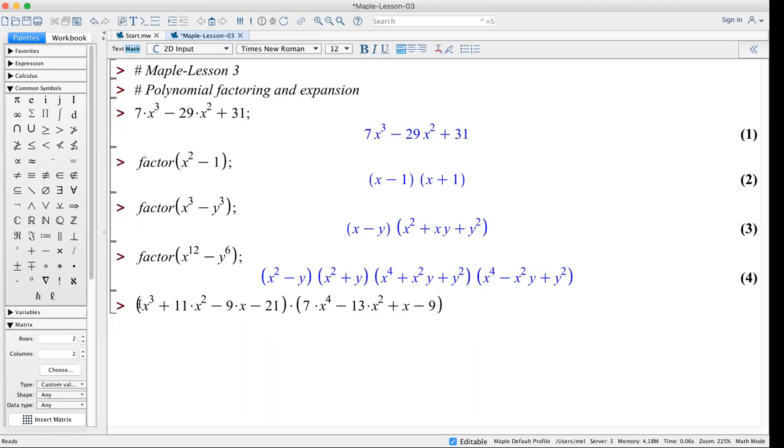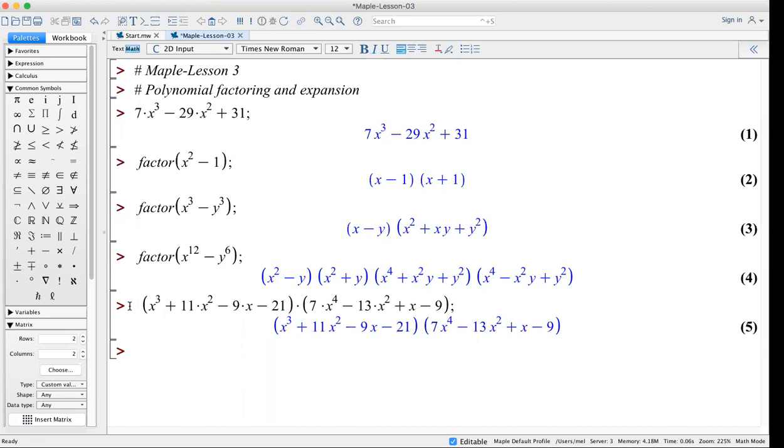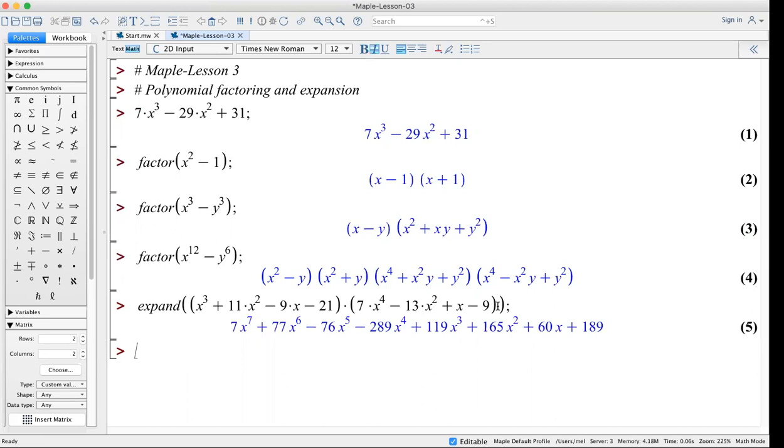If I just leave it like that, it's just the product of the 2 polynomials. The command to multiply, or to expand, is expand. If I write expand, and I put this all in parentheses, that's what it is. Kind of a mess to do by hand, but Maple does it.